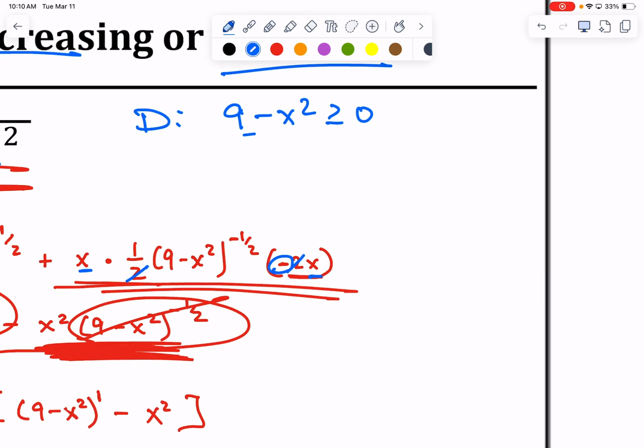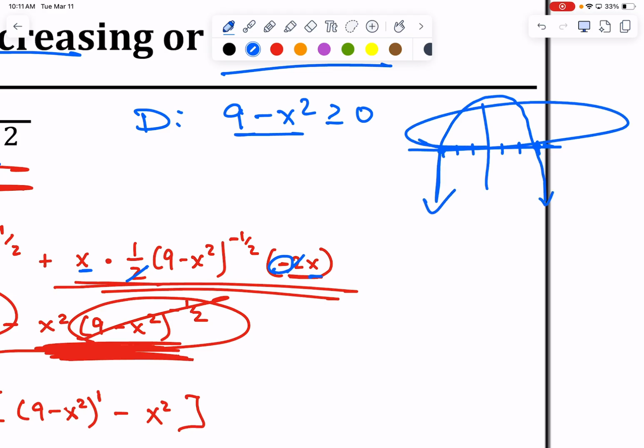I just want to know where this parabola is above 0. I know that parabola is going to cross at what? 3 and negative 3. And that's a parabola opening down. Would you agree? There's your sign analysis. I want to know where it's positive. So my domain's going to be from negative 3 to 3, included. It is included because you can take the square root of 0. Agreed? That's without having to do the sign analysis.